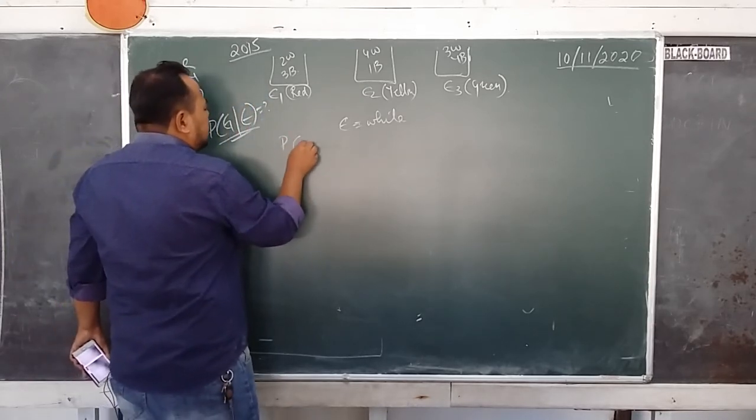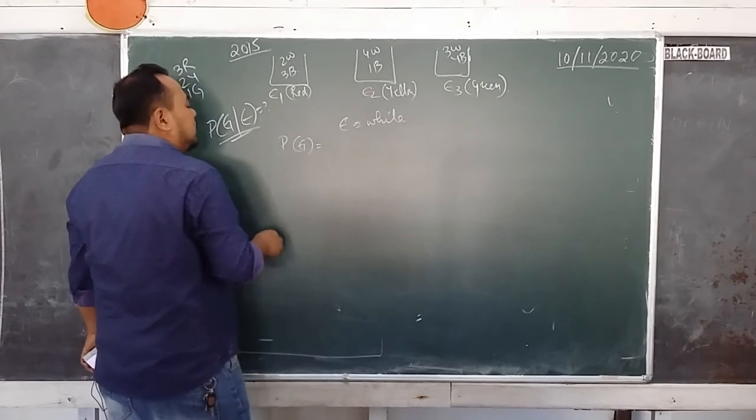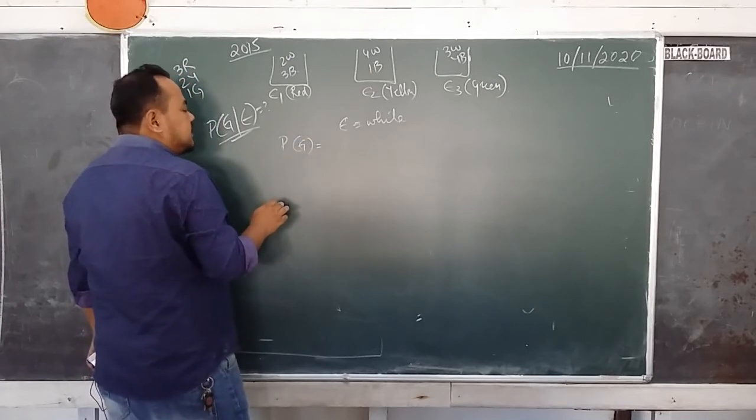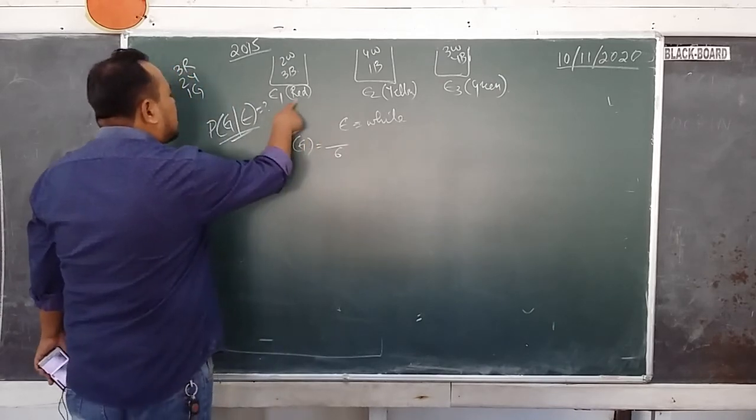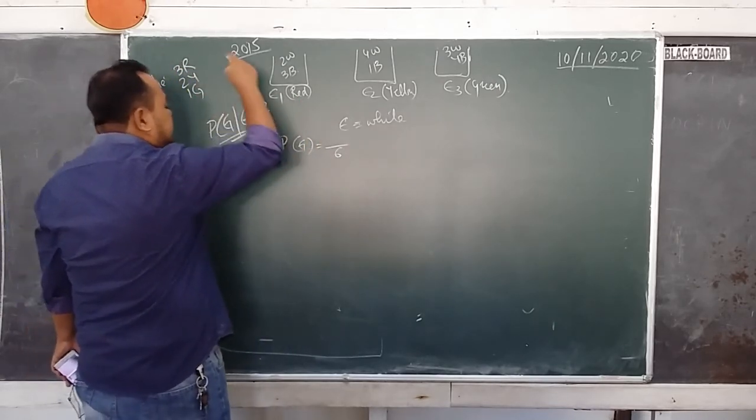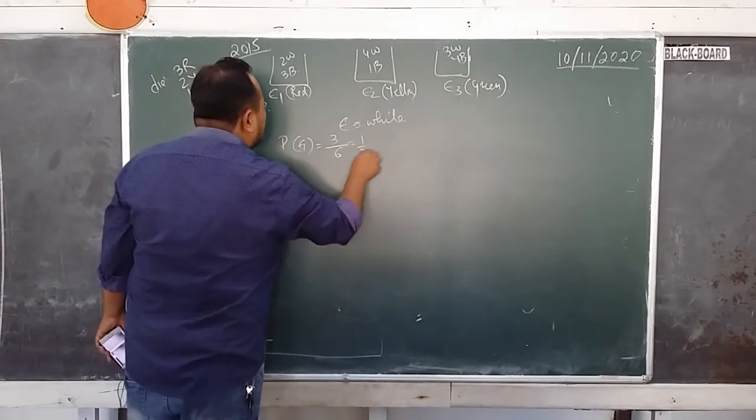So probability of E1. In our dice there are 6 faces. Yes or no? So divided by 6. So when do we select box 1? When you get a red color. So how many red faces are there? 3. So it's going to be 3 by 6. That is 1 by 2.